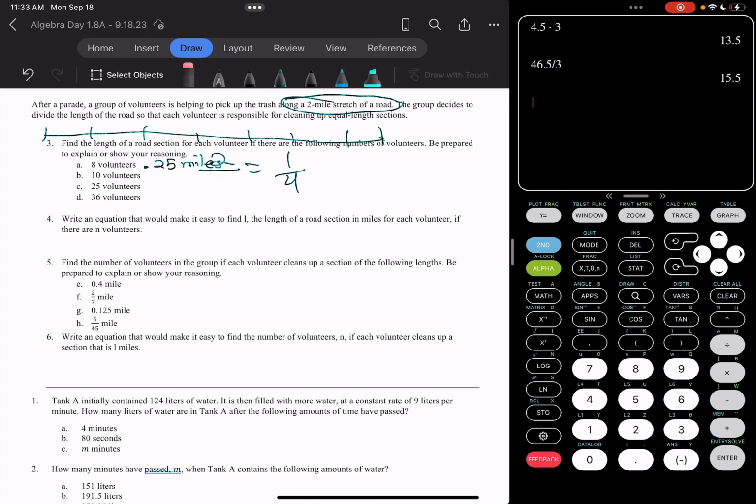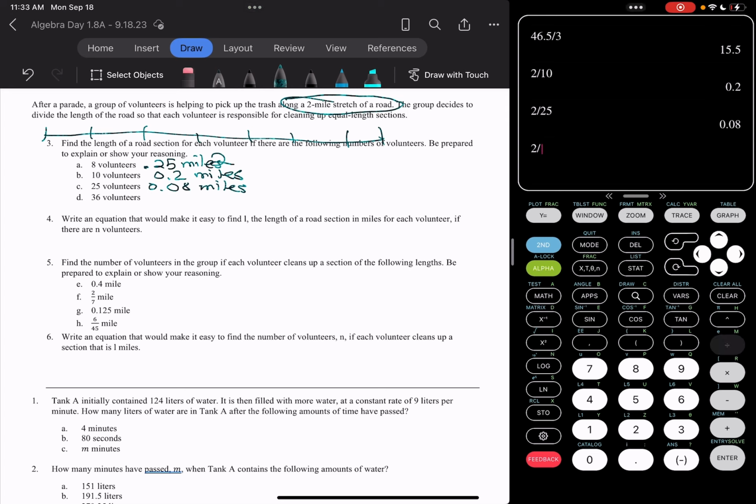All right, and so you're going to go through and do that for each one of these. 2 miles, and you can use your calculator if you want. 2 miles divided by 10 is 0.2 miles. Okay, if we have 25 volunteers, they're going to only have to clean up a very small portion of 0.08 miles. It's a very, very tiny section. And then 36 miles, even smaller, right?